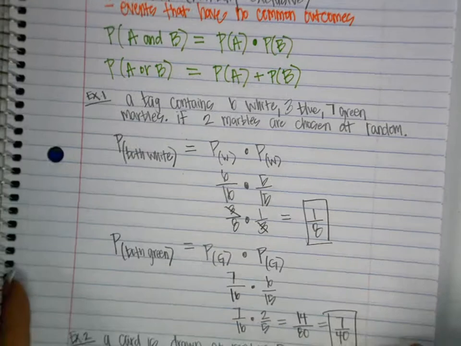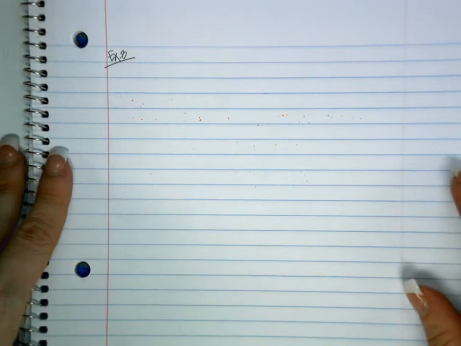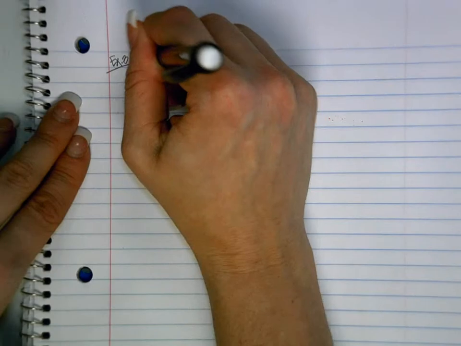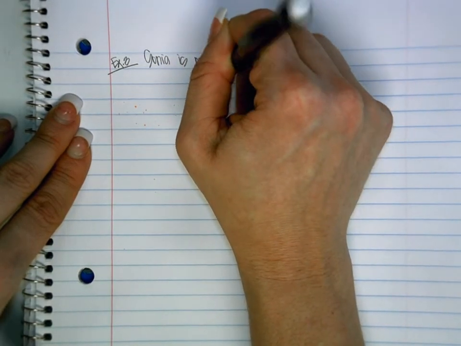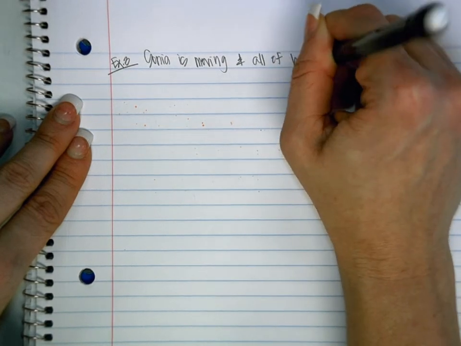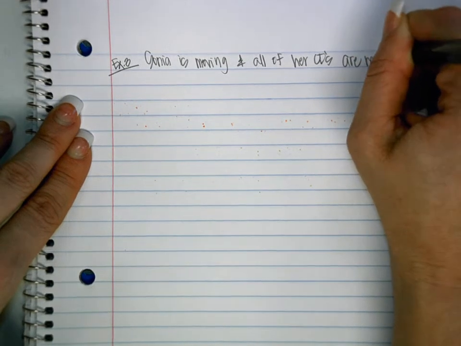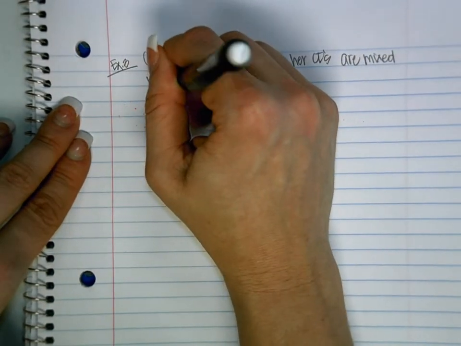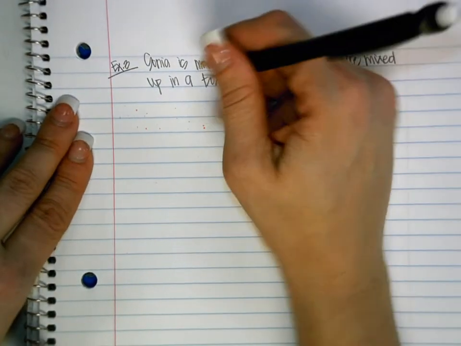Okay, next thing we're going to go to, for number 3. What was the answer? 5 out of 52. We're adding things together. For number 3, if I give you the problem, Sonia is moving, and all of her CDs are mixed up in a box.